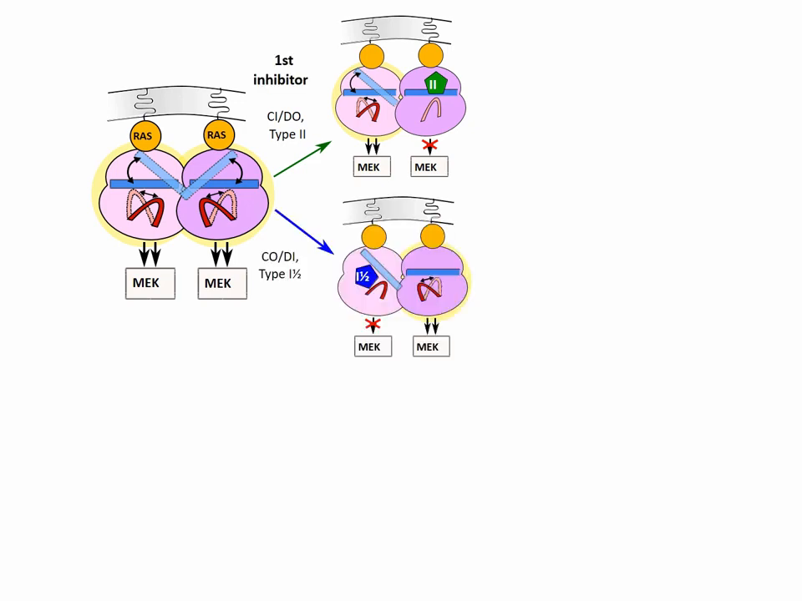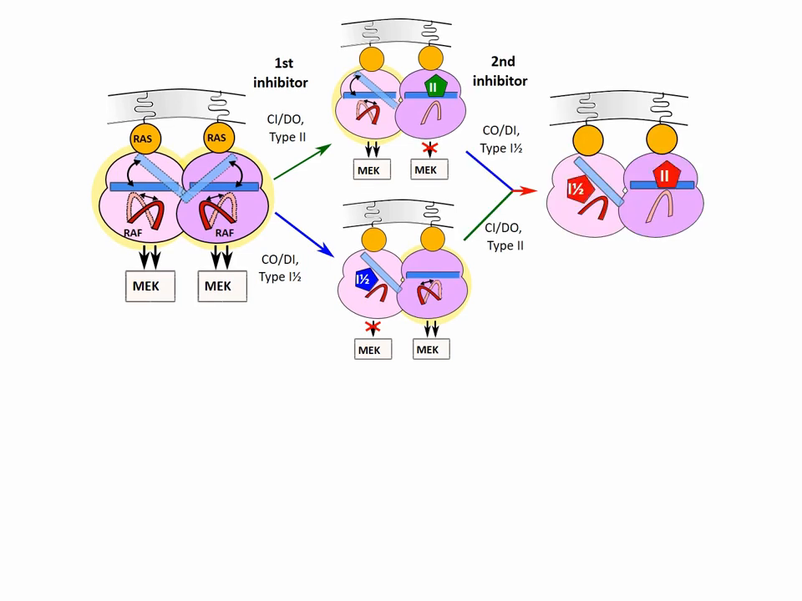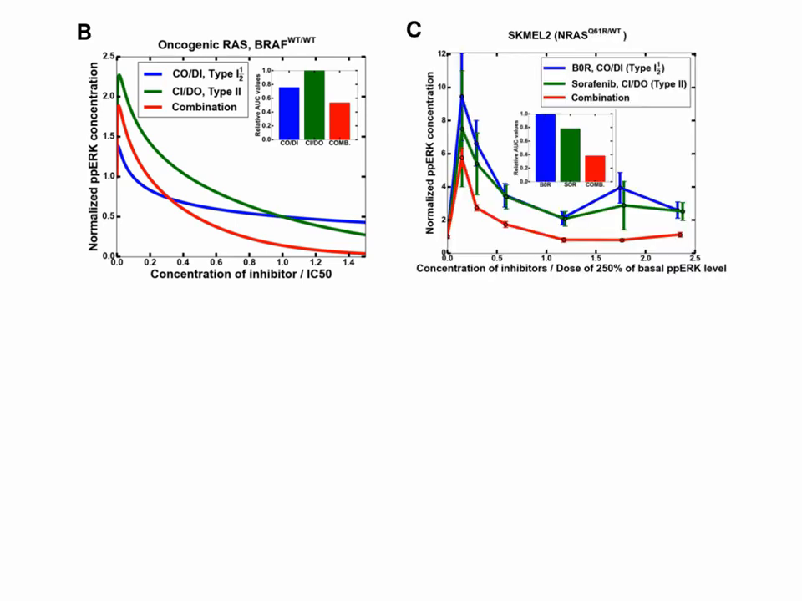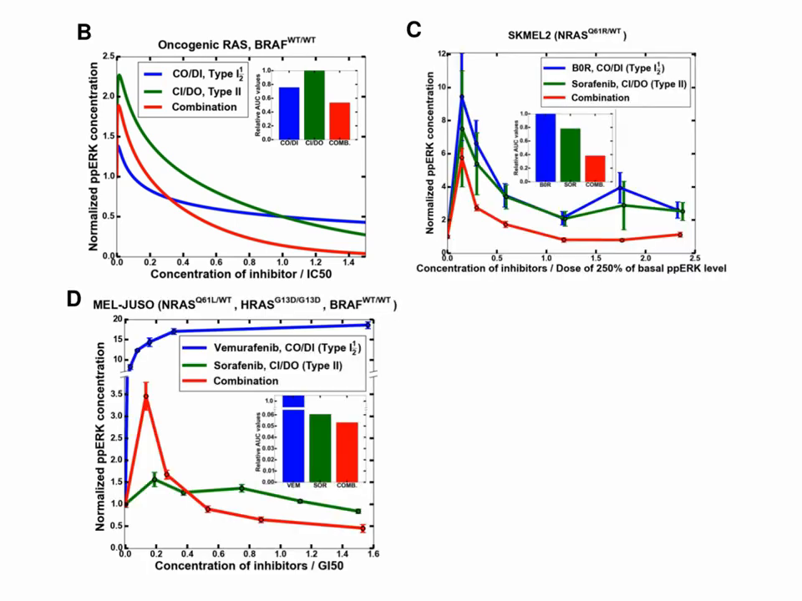When we apply the type 2 and the type 1.5 inhibitor in combination, signaling from RAF to MEK can be fully inhibited. The effectiveness of this drug combination in reducing signaling from RAF was predicted by our model and also observed experimentally in two different melanoma cell lines.